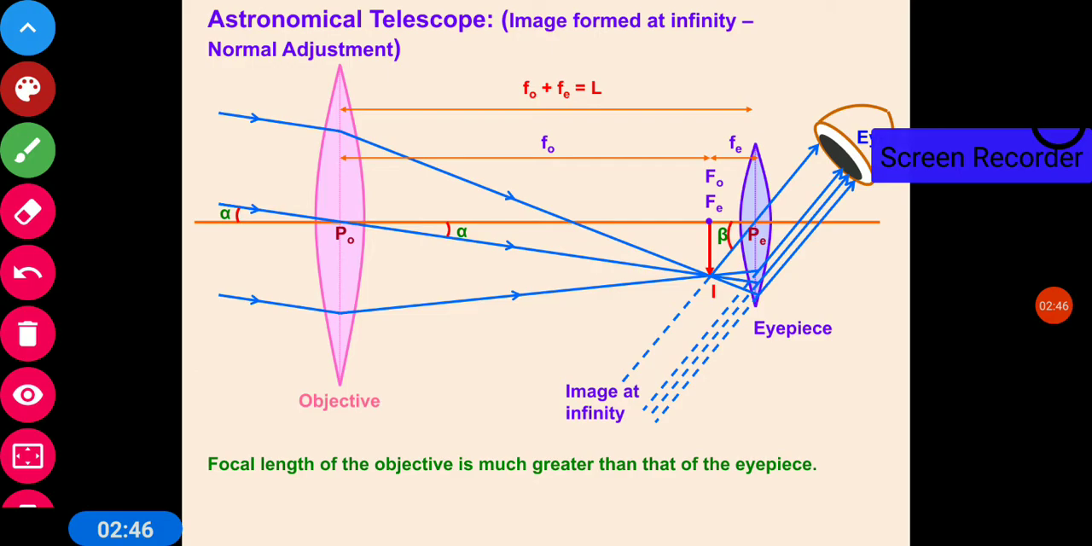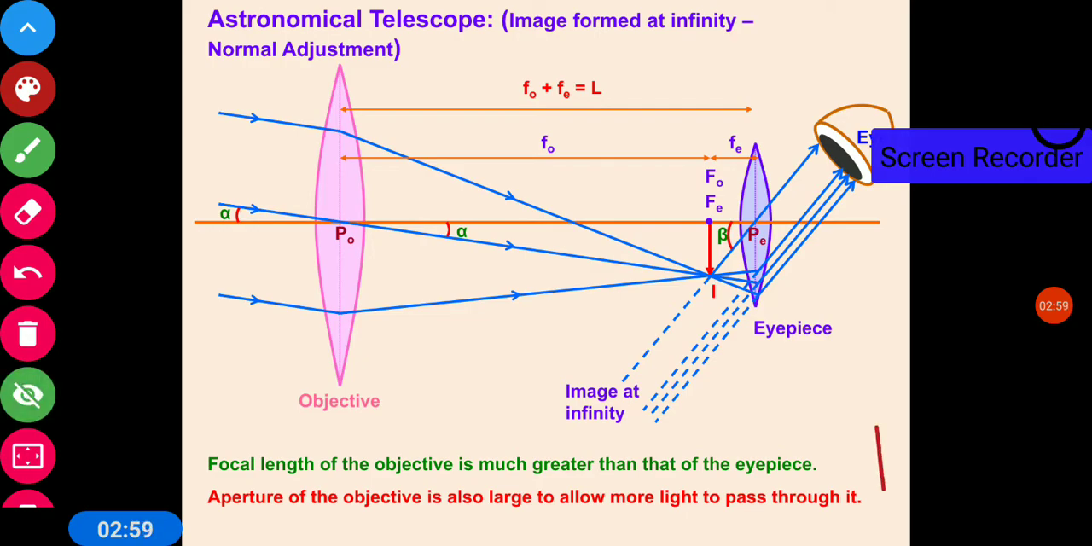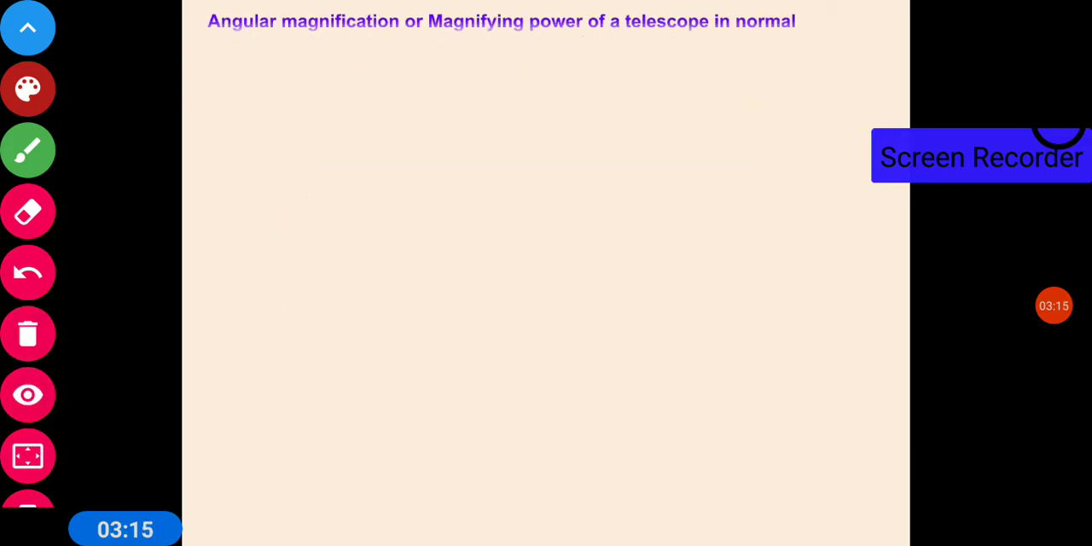Now, the focal length of the objective is much greater than that of the eyepiece. The aperture of the objective is also large to allow more light to pass through it. Remember these two points. These are very important points for your 1 mark questions. So, the focal length of the objective is much greater than that of the eyepiece, and the aperture of the objective is also large to allow more light to pass through it.